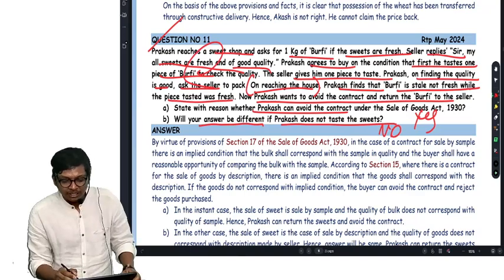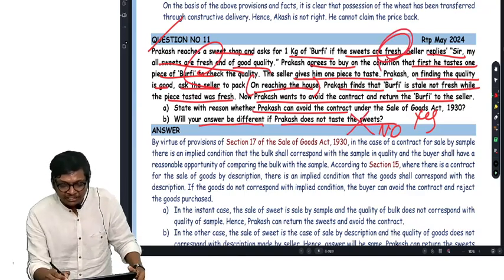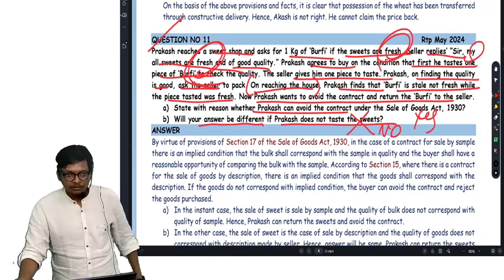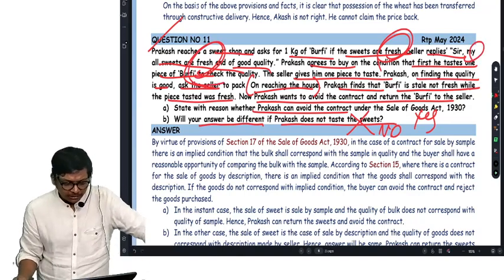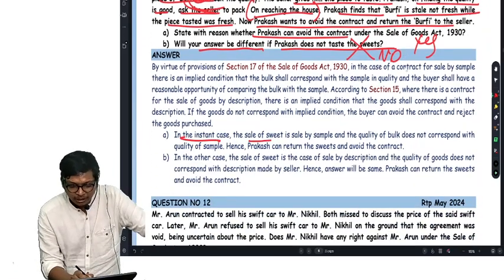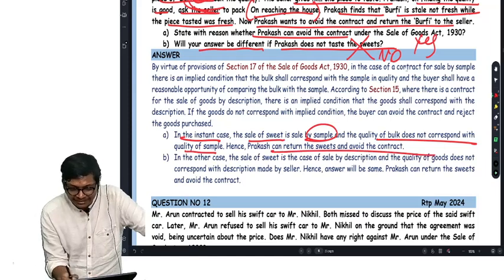Second case la avan solran, seri sample nee taste பண்ணல, at least description கேட்டிருக்கேனா fresh ஆனு. அவனும் என்ன சொன்னா, yes yes all my sweets are fresh ன்னு சொன்னானா. So in the instant case, first case, the sale of sweet is by sample and the bulk does not correspond with sample, hence he can return.